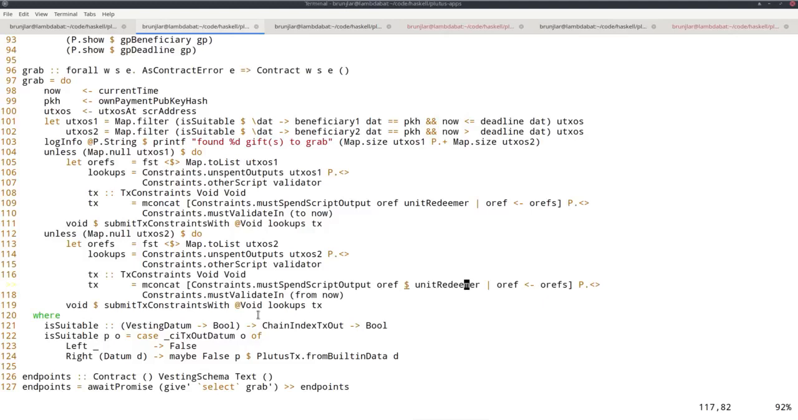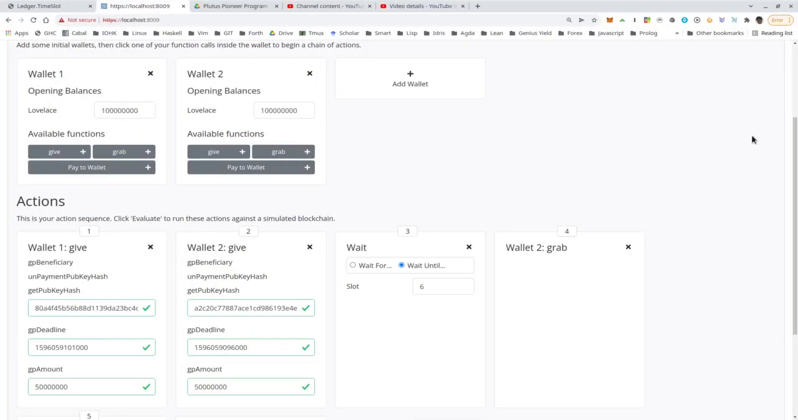I need 2 different transactions because the validation interval must be different. For the first group, I must use now. I must make sure that the deadline has not yet been reached, or has been reached but not passed. And for the second group of UTXOs, if I want to grab them, I must use a different validity interval from now. Let's try this out in the playground.